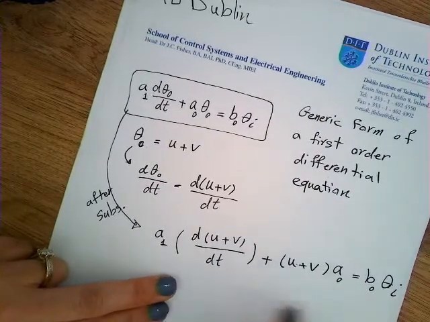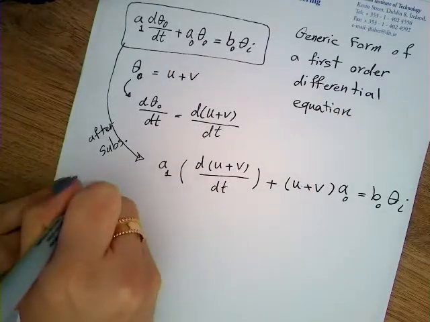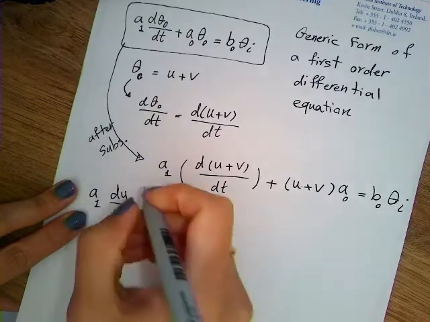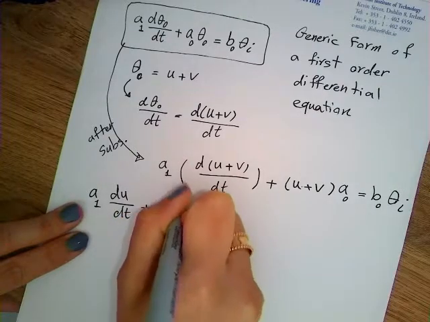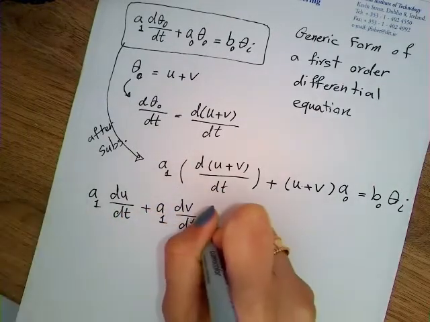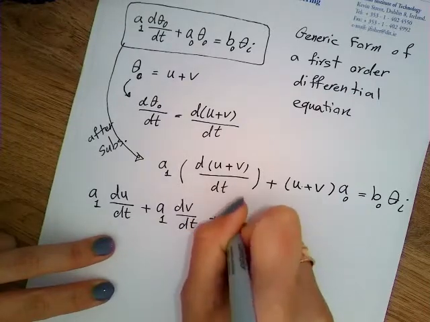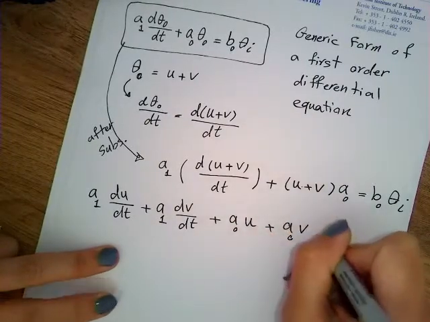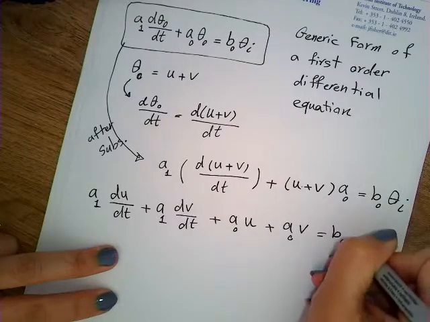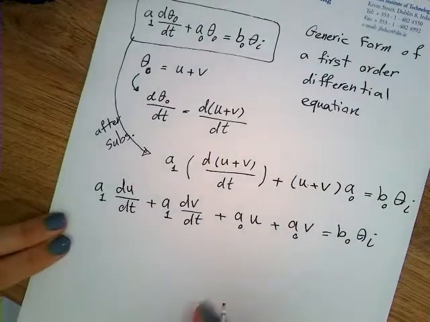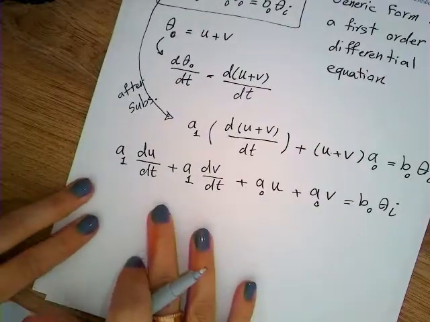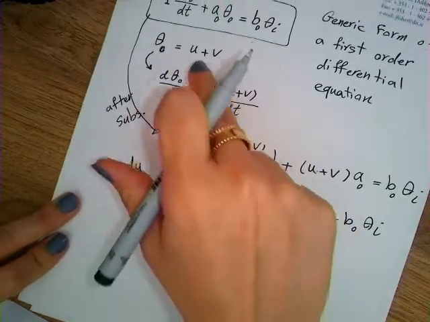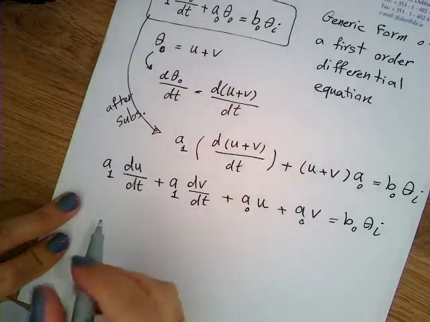I'm going to distribute it and rearrange that. So A1 du/dt plus A1 dv/dt, and then I have A0 u plus A0 v is equal to B0 theta I. Now another rearrangement, I just want to have my u's in one place and my v's in one place to kind of make it similar to the fact that I have here u plus v.